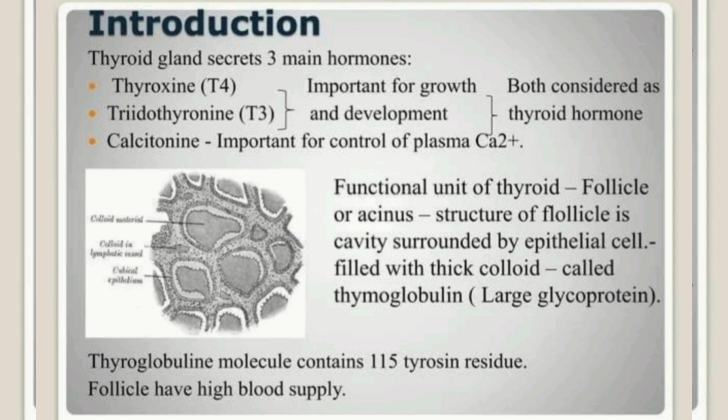The functional unit of the thyroid is the follicle or acinus. The structure of the follicle is a cavity surrounded by epithelial cells, which is filled with thick colloid called thyroglobulin, and thyroglobulin is a large glycoprotein. The thyroglobulin molecule contains 115 tyrosine residues, and the follicle has a high blood supply.